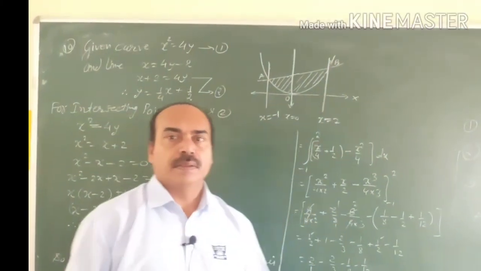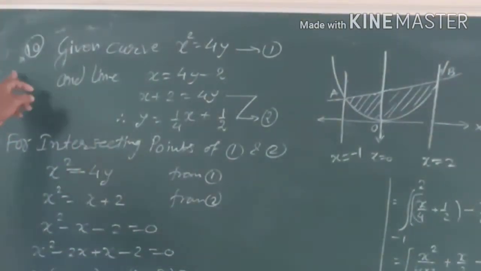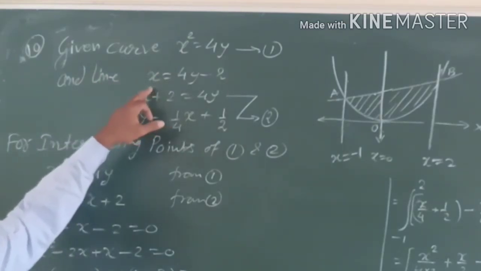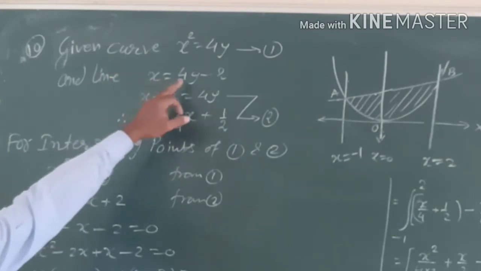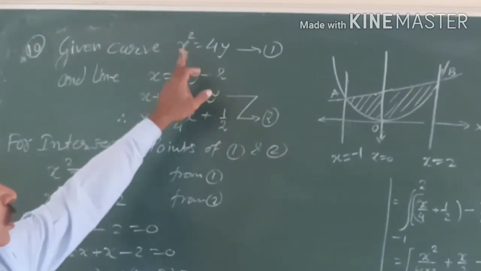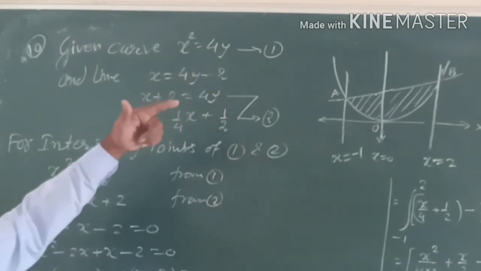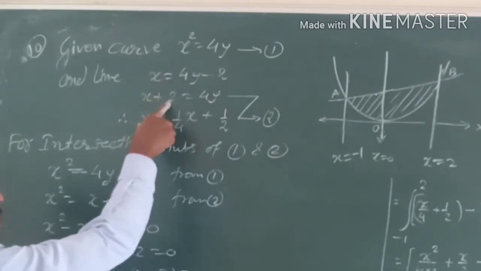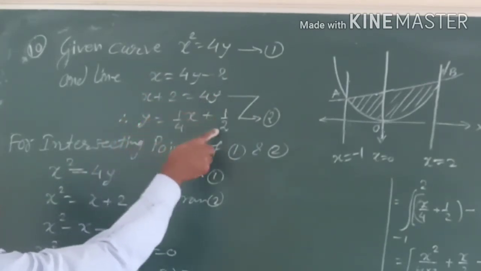Okay, let's see the next question, question number 10. In question number 10, we have to find the area bounded by this curve and line. Here the curve is x square is equal to 4y, and the line is x is equal to 4y minus 2. First see here, this line is converted into y is equal to mx plus c. So minus 2 transfers to the left side, so x plus 2, and after that divided by 4, so x by 4 and 2 by 4, that is 1 by 2.